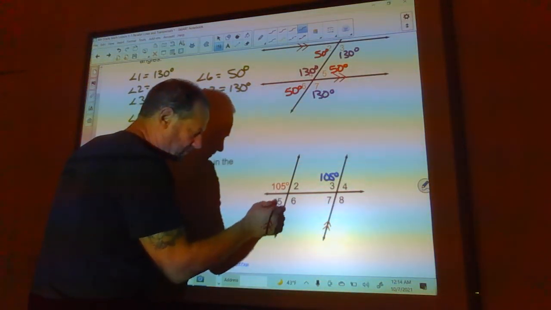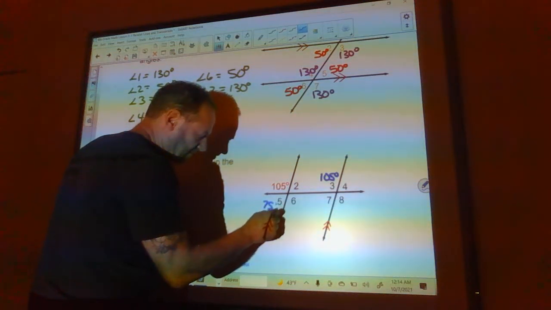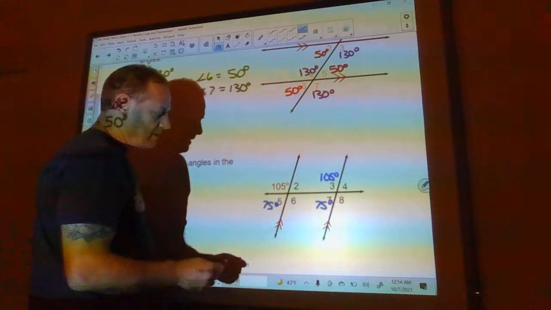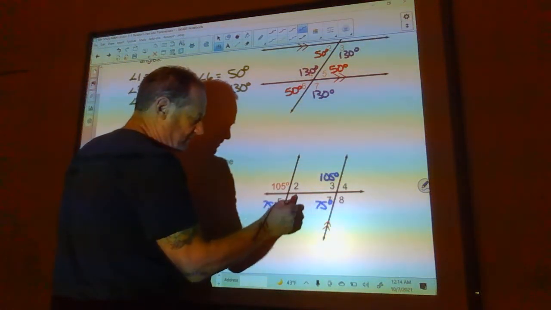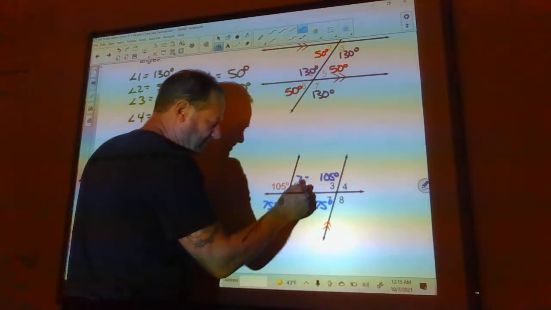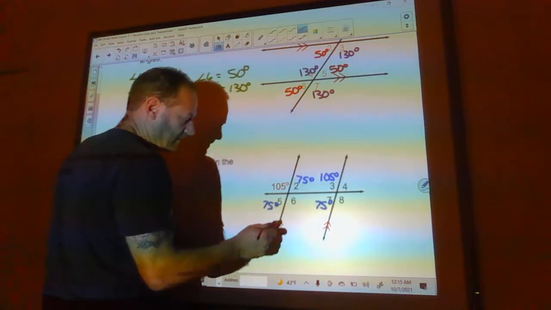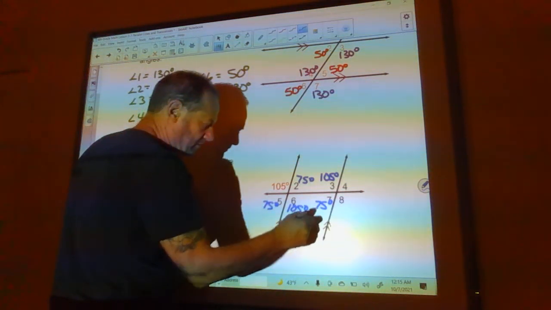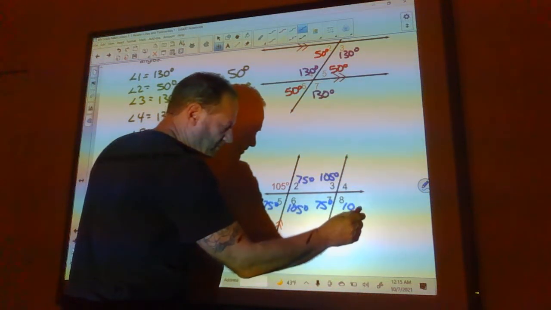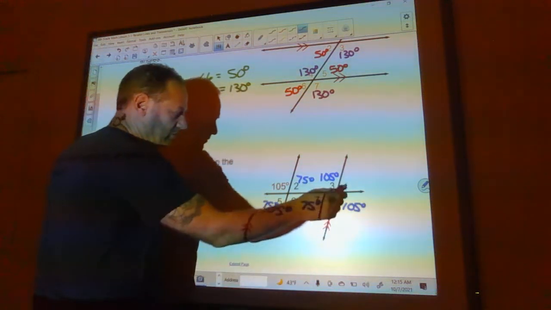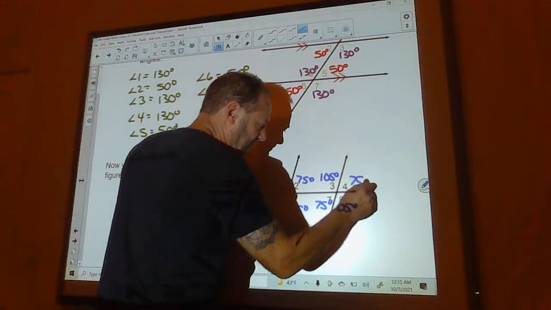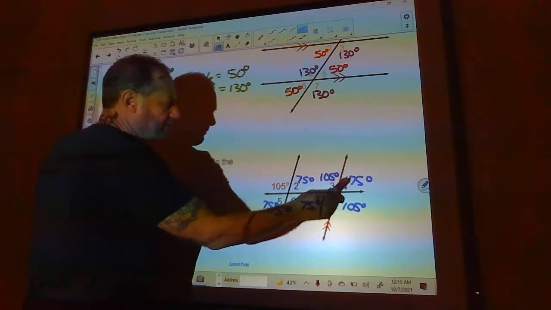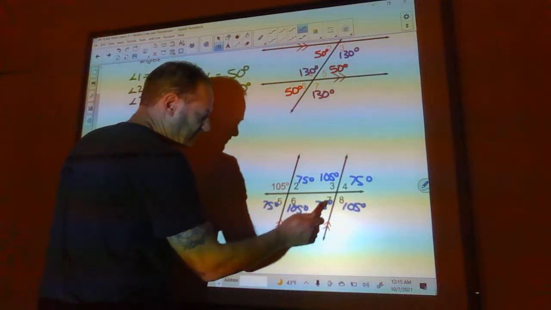These two angles add up to 180, so this is 75. Its corresponding angle is 75. These two angles add up to 180, so this one has to be 75, which means this one has to be 105. This one corresponds to this one. 6 corresponds to 8, so that's 105, and 4 corresponds to 2, so it's 75. So you should have got 75, 105, 75, 75, 105, 75, 105.